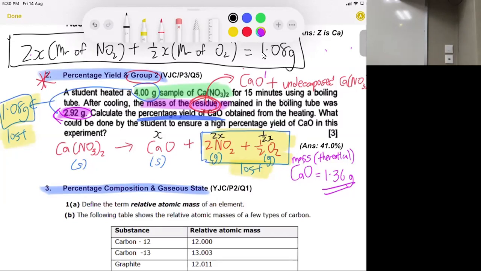Let me check. Oh, okay, 0.06. Then after you get your x, you can calculate the actual mass of the CaO. Okay, that's what you're supposed to do.